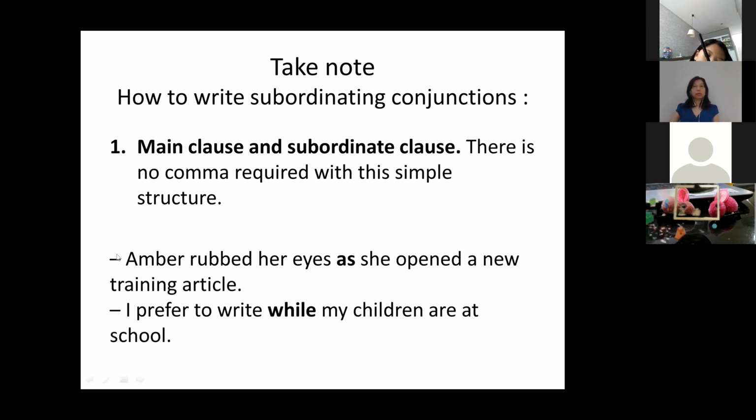The first example: Amber rubbed her eyes as she opened a new training article. There is no comma here. No comma is required with this simple structure. The second: I prefer to write while my children are at school. No comma at all. You simply close the sentence using a full stop. That's it.